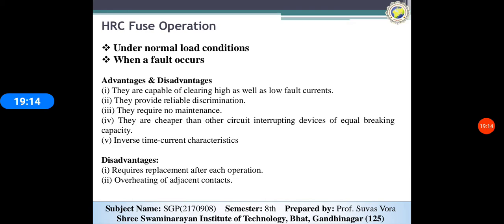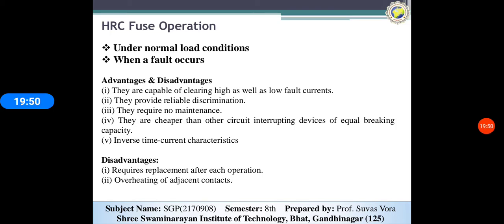They provide reliable discrimination. They require no maintenance. They are cheaper than other circuit interrupting devices. For overcurrent protection we can also use a circuit breaker, but a circuit breaker is very costly compared to the fuse. The inverse time current characteristic is easy to obtain. It means the inverse current-time characteristic instantly starts the melting. These are the advantages of the fuse.